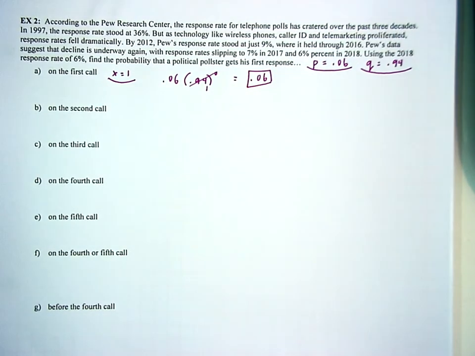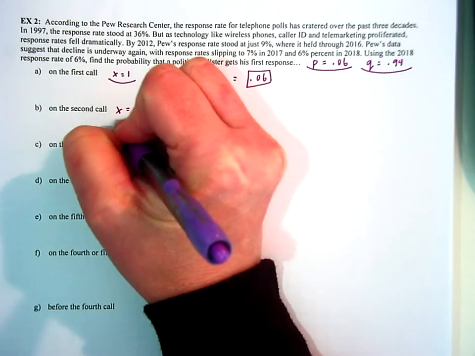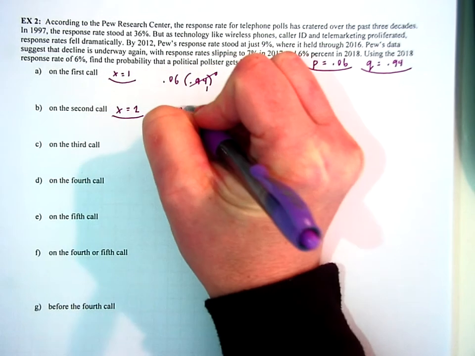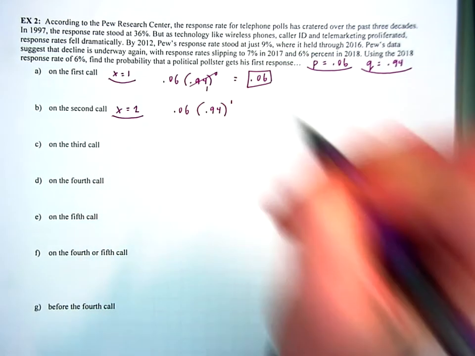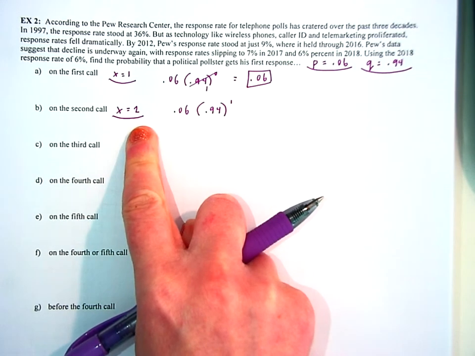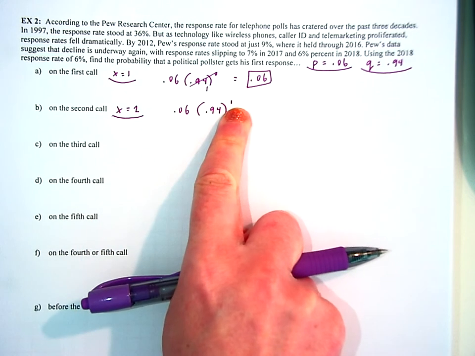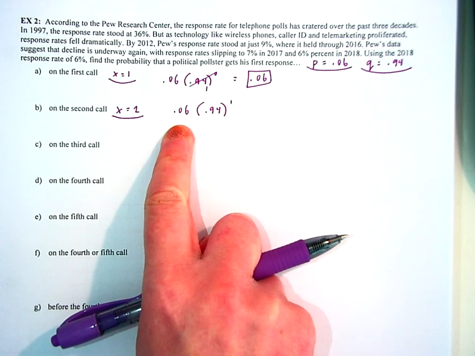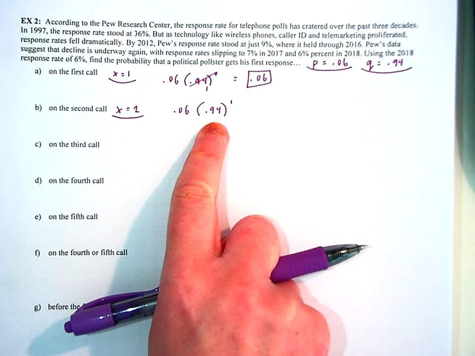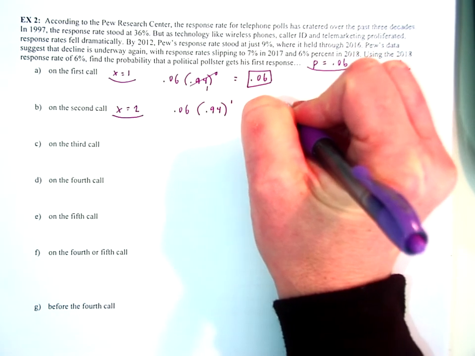Okay, if we're successful on the second call, x is 2 this time, we would say 0.06 times 0.94 to the first power. So if we're successful on that second phone call, that means that we had 1 failure before we got to that success on the second call. So I just have to multiply 0.06 times 0.94 in my calculator, and I end up with 0.0564.